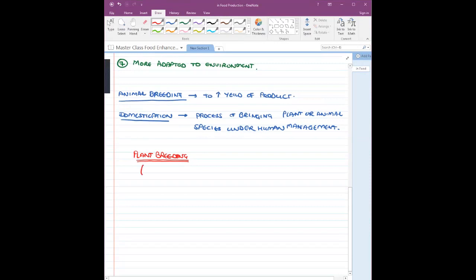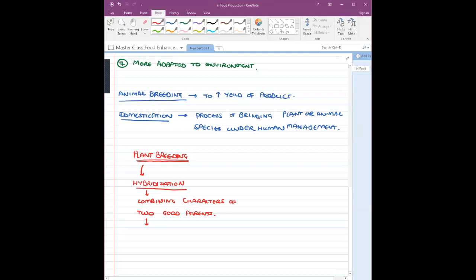In plant breeding, what are we especially going to look at? We are going to be looking at hybridization. Once again, guys, we have done hybridization many times. What is hybridization? Hybridization is nothing but mixing of two individuals to get a better offspring which is going to have combined characteristics. This is nothing but combining characteristics of two good parents. That is hybridization.